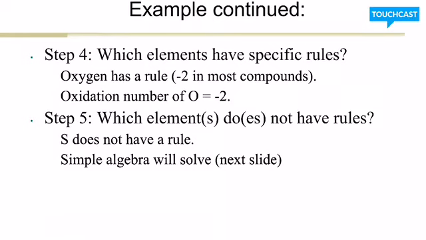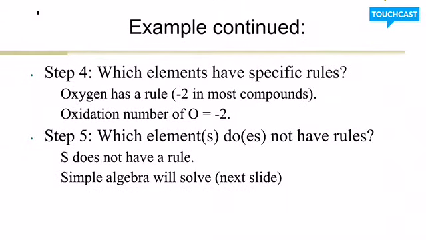So are there any elements in sulfate that have specific rules? The only one that we have for sulfate is the oxygen. Anytime you see oxygen being used, you can pretty much assume that it's going to be a -2, unless the name of the compound says peroxide. Okay, so sulfate is SO4. It has an overall charge of -2.